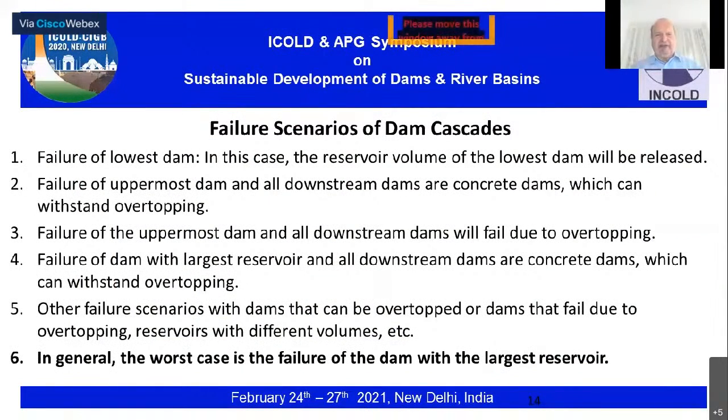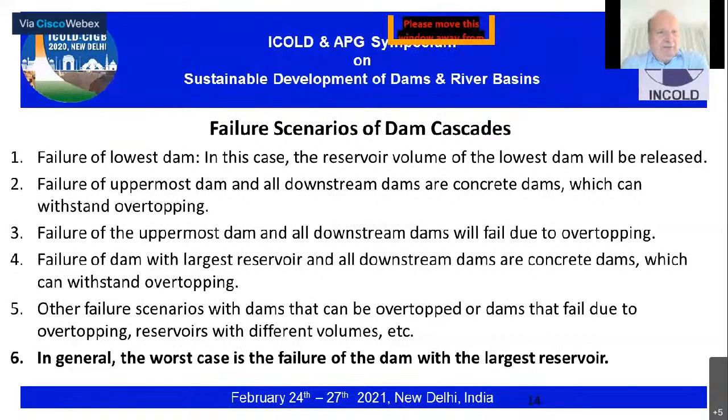Now, what are the critical failure scenarios of dam cascades? Depending on the cascade, we can consider a number of failure scenarios. Number one, which I would like to list here, is a failure of the lowest dam. In this case, it is obvious the reservoir volume of the lowest dam will be released, and I would say the consequences are quite limited if it is not the largest one.